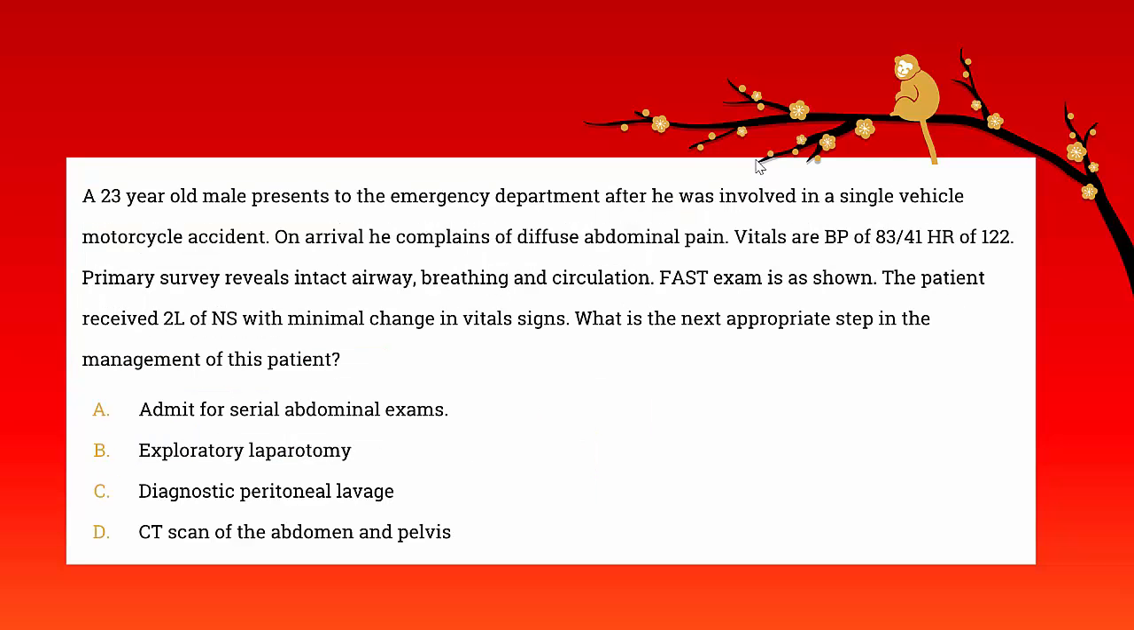Next, we have a 23-year-old male presenting to the emergency department after he was involved in a single vehicle motorcycle accident. On arrival, he's complaining of diffuse abdominal pain. His vital signs are slightly hypotensive with a blood pressure of 83/41, a heart rate of 122. Primary survey is intact. FAST exam is as shown. The patient receives 2 liters of normal saline with minimal change in his vital signs. What is the next appropriate step in the management of this patient?